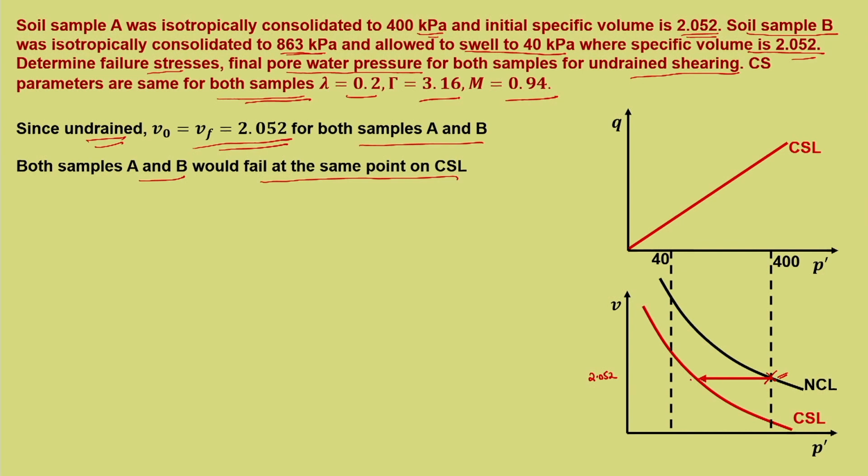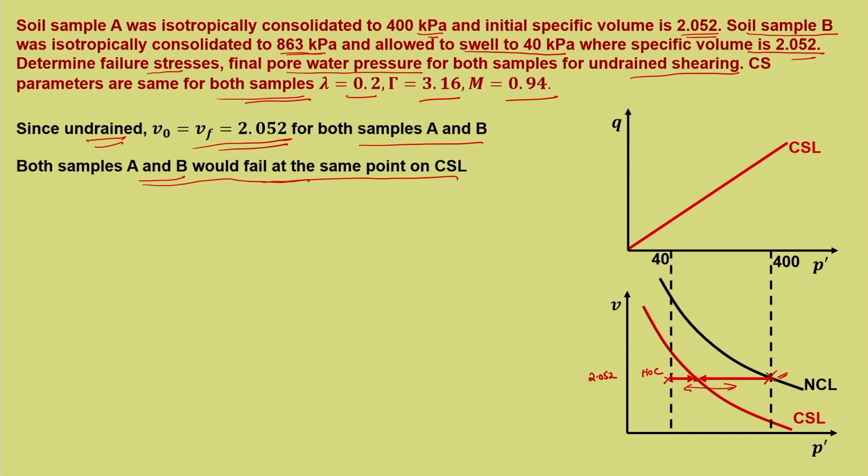Now, the same horizontal line will be the HOC response also. You can see that this is the starting point of HOC. So, this is HOC and this is NCL. Now, this is on the same horizontal line, so it will fail at this particular point, and that is what is meant by both samples A and B would fail at the same point on the critical state line.